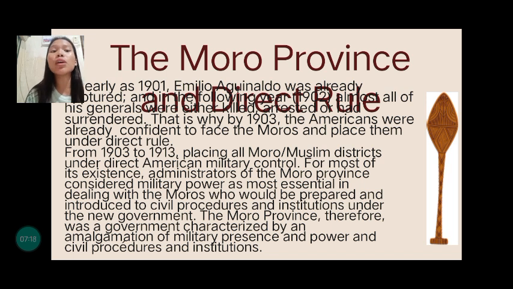From 1903 to 1913, all Moro Muslim districts were placed under direct American military control. For most of its existence, the administration of the Moro Province considered military power most essential in dealing with the Moros, who would be prepared and introduced to civil procedures and institutions under the new government. The Moro Province, therefore, was a government characterized by an amalgamation of military presence and power and civil procedures and institutions. So this is what happened: they came under American military control.